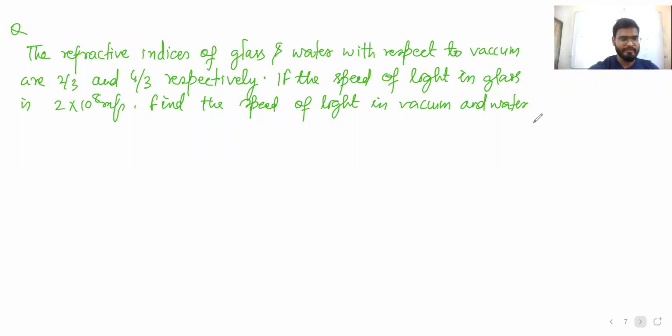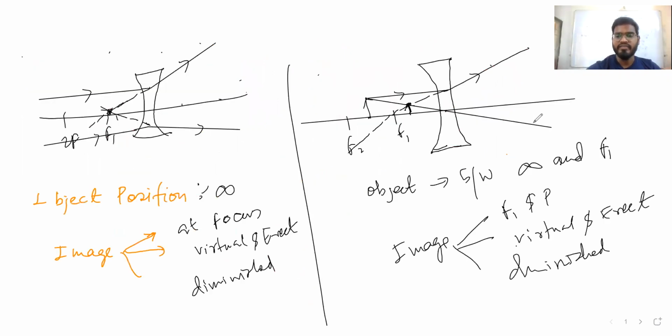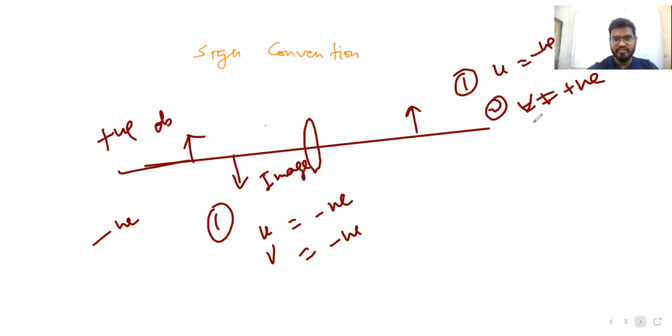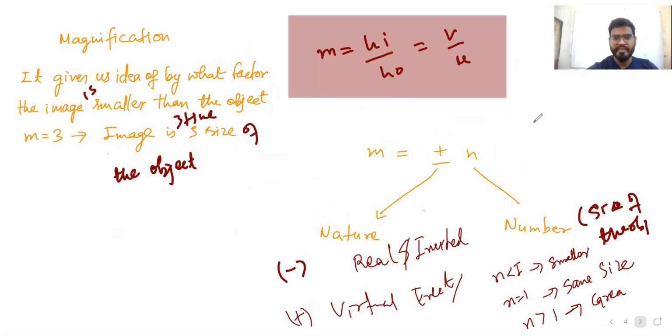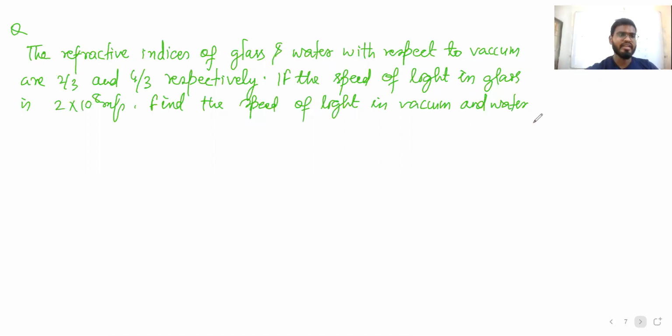Now let's do numericals. So we finished the theoretical part. We finished mirror also, we had done numericals of mirror. This might be the 6th or 7th part of light. So you can see: sign convention, then we have done magnification, then sin i by sin r, then power of a lens. Now numericals specifically on refraction, right?